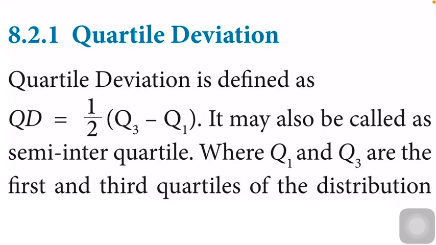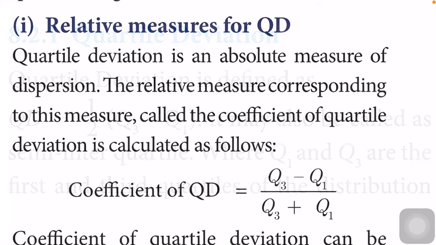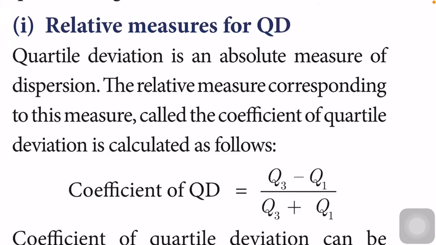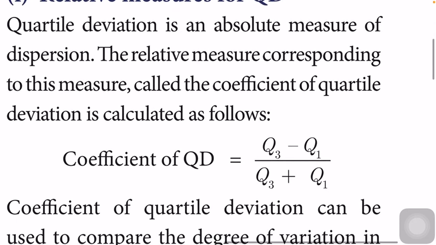Quartile deviation is defined as half into Q3 minus Q1. So, first we have to calculate the lower and upper quartiles, and then QD, that is quartile deviation, is equal to half into Q3 minus Q1. The relative measure for quartile deviation, or coefficient of quartile deviation, is equal to Q3 minus Q1 divided by Q3 plus Q1, and this is the coefficient of quartile deviation.